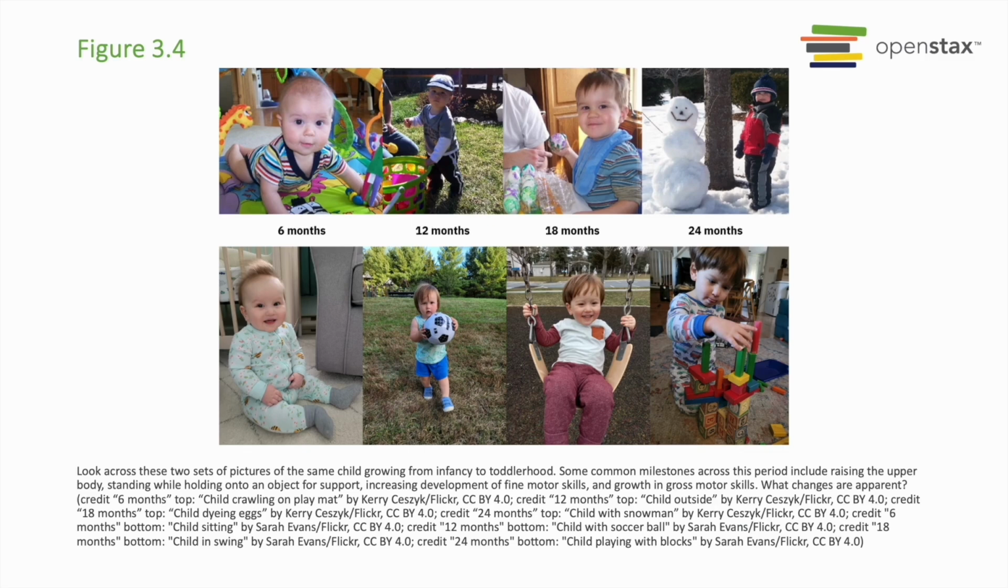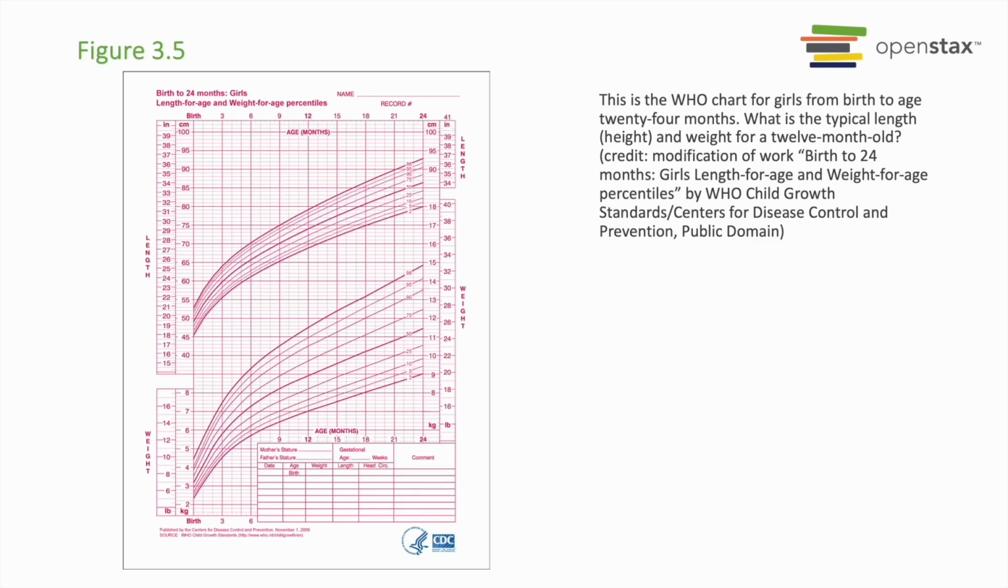Some common milestones across this period include raising the upper body, standing while holding onto an object for support, increasing development of fine motor skills, and growth in gross motor skills. What changes are apparent? Figure 3.5. This is the WHO chart for girls from birth to age 24 months. What is the typical length, height, and weight for a 12-month-old?